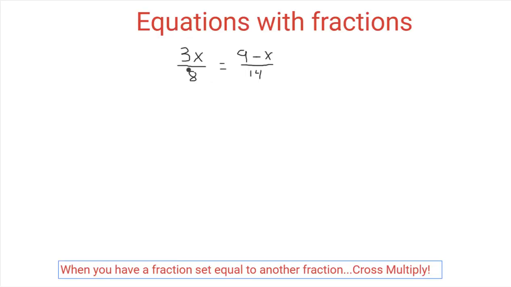All right, so let's continue with equations with fractions. This one I have 3x over 8 equals 9 minus x over 14. When I have a fraction set equal to another fraction, I must cross multiply.